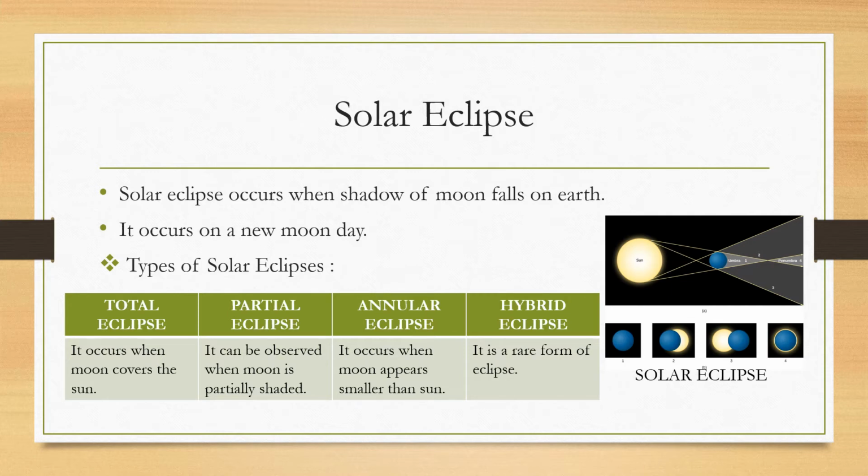Now we are going to learn the types of solar eclipses. There are four types of solar eclipses. They are total eclipse, partial eclipse, annular eclipse and hybrid eclipse. A total eclipse occurs when the moon covers the sun. A partial eclipse can be observed when the sun is partially shaded by the moon. An annular eclipse occurs when the moon appears smaller than the sun. A hybrid eclipse is a rare form of eclipse.